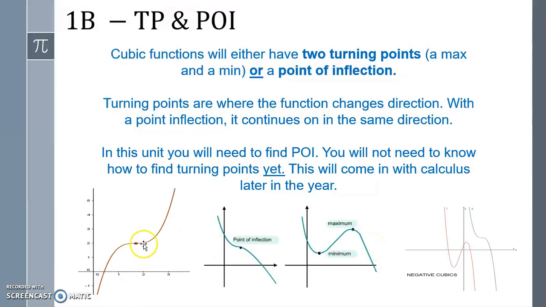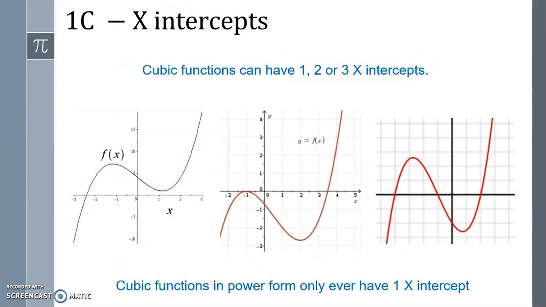So we've got a point of inflection here, positive, flat, positive. We've got a point of inflection here, negative, flat, negative. And over here, negative, negative, negative, positive, turning point, point of inflection. So every cubic function is going to have either 2 turning points, 1 maximum, 1 minimum, or a point of inflection. And we'll look at how to calculate later on.